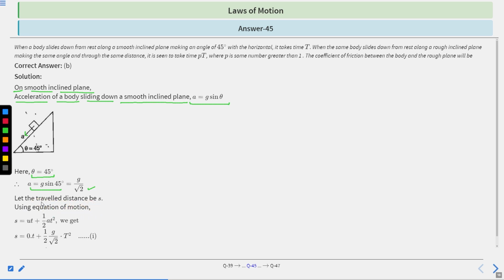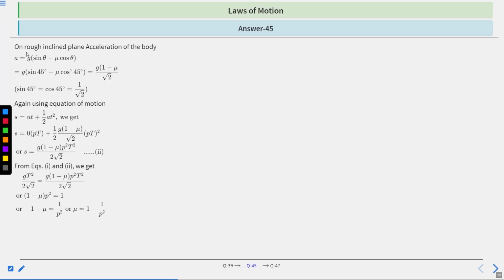Assume the travel distance is s. Using the equation of motion, s equals ut plus half at square. We get s equals half times g upon root 2 times t square. Let this be equation first.